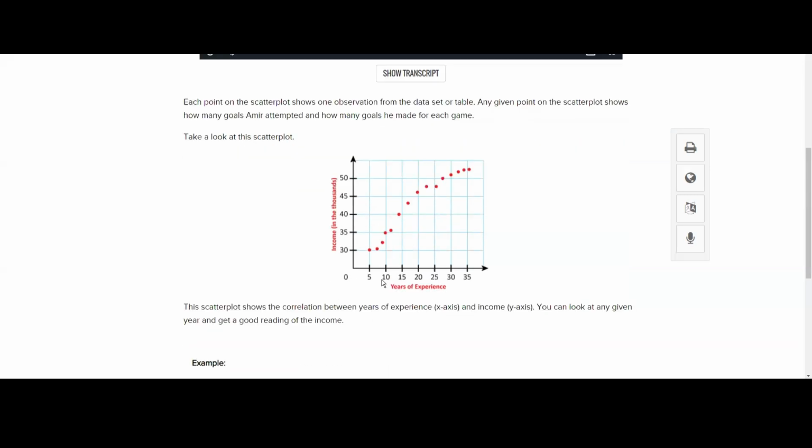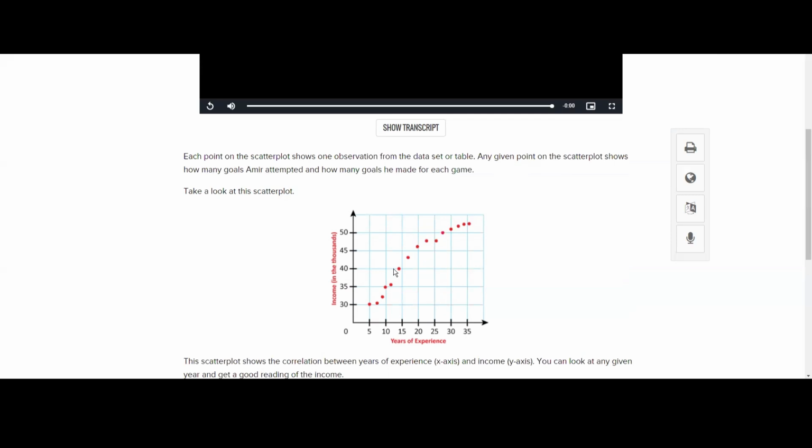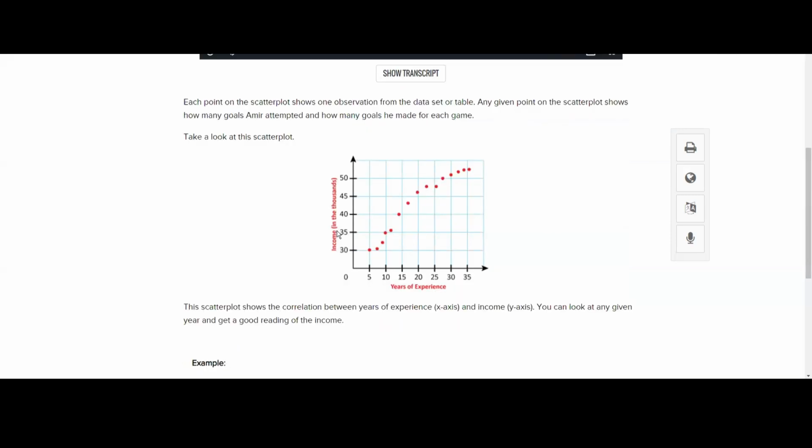So this is another one that shows income in the thousands versus years of experience. When you have 5 years of experience, you earn 30,000. Then 10 years of experience, maybe 31,000. 15 years of experience, 10 years of experience, 35,000. 15 years of experience, maybe like 46,000, and so on. 35 years of experience, maybe like 55,000. Okay?